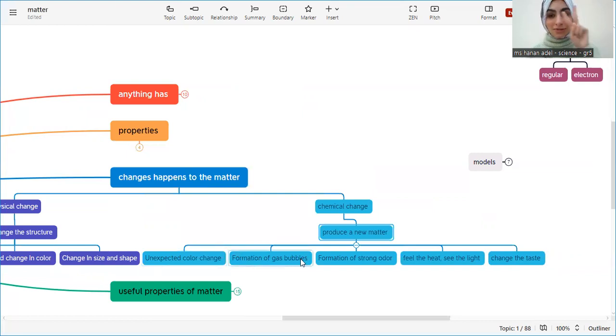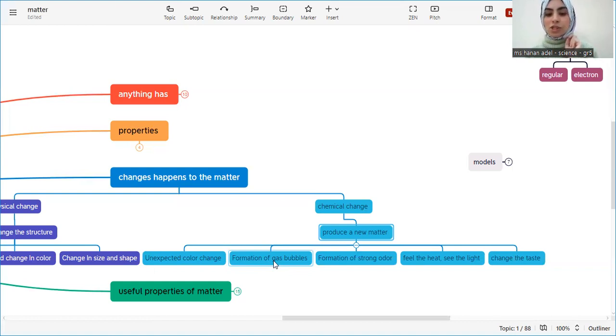Formation of gas bubbles, the second one. If we have gas bubbles, it means we have a different material. Like what? Must give me an example to understand. Like putting vinegar with baking soda gives some gas, which is carbon dioxide gas. Actually, it's a new material here. So the bubbles help us to know we have a new material. So this is a chemical change.